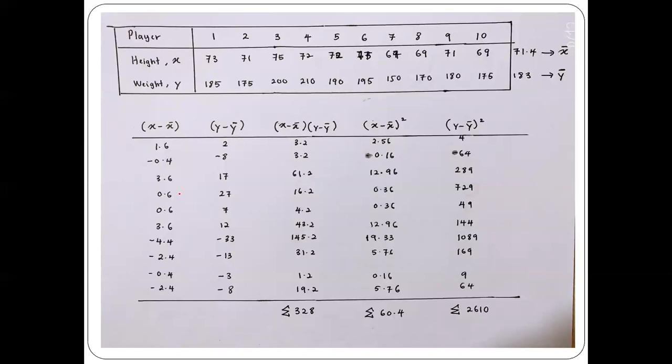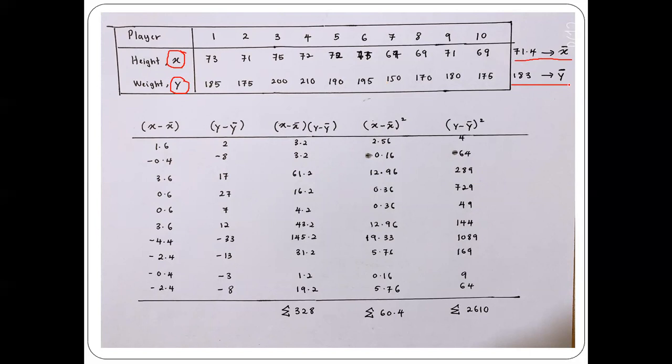Now this is the table, the same table from the previous slide or previous example. That means the height is referred to as variable x and weight is referred to as variable y, because we want to test the correlation between height and weight of football players. Now we have the average mean for x, that is 71.4, and y is 183.